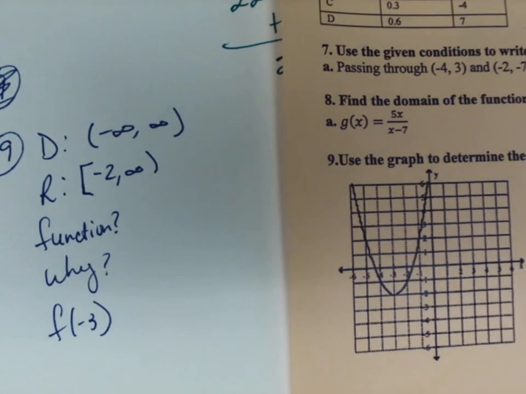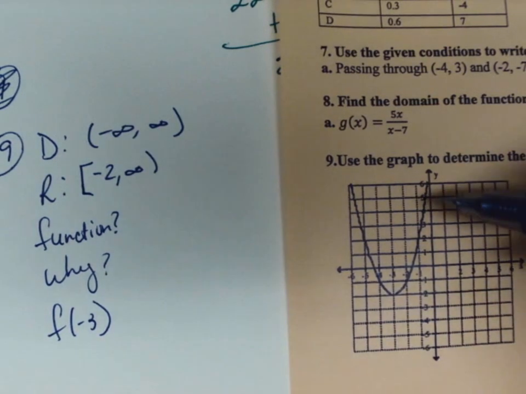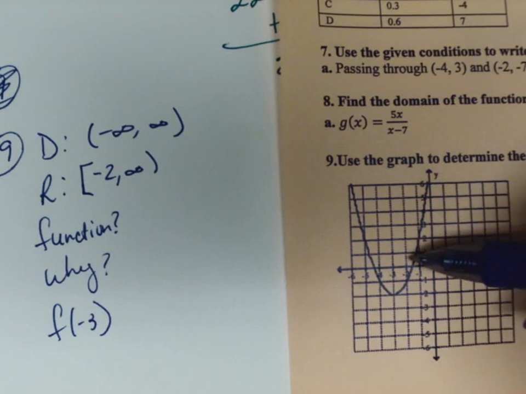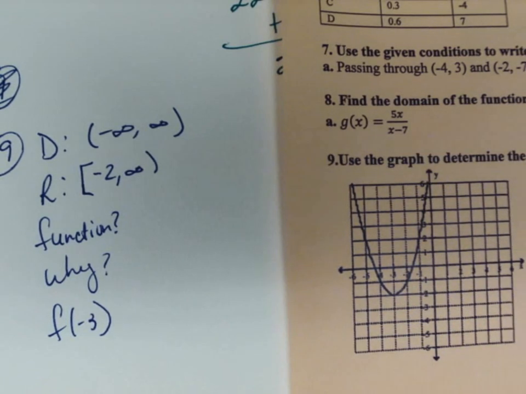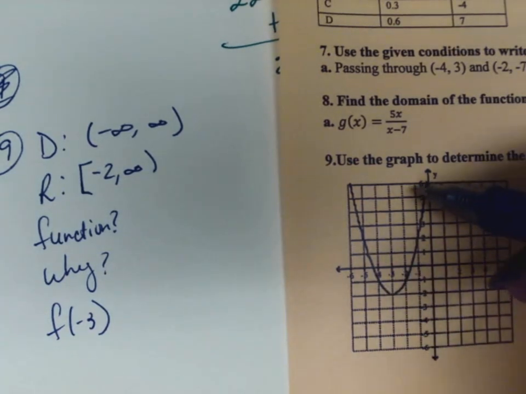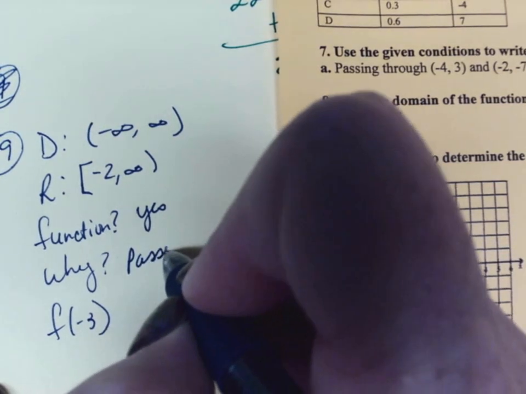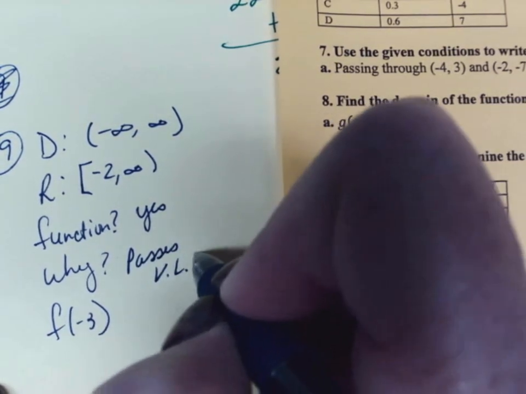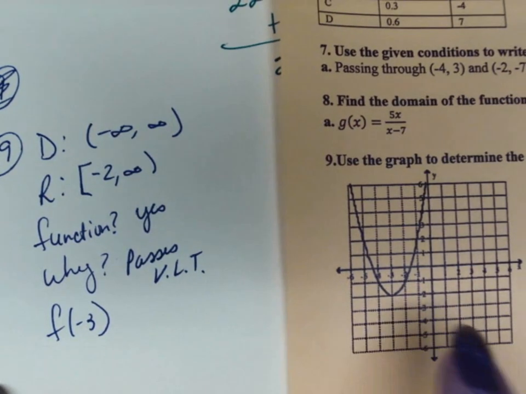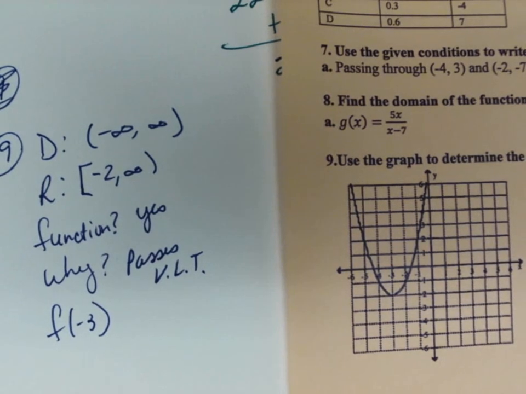Now, is this a function? It is a function because it passes the vertical line test. I can draw a vertical line anywhere on my graph, and it will only cross the graph one time. So yes, and I'm going to write passes vertical line test because I have a graph. It will pass the vertical line test.